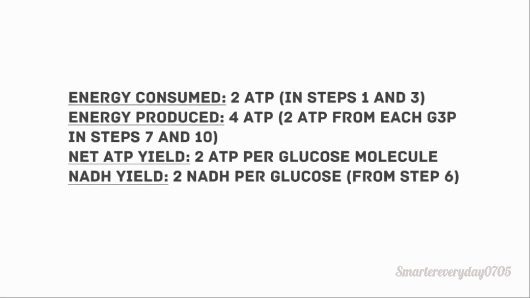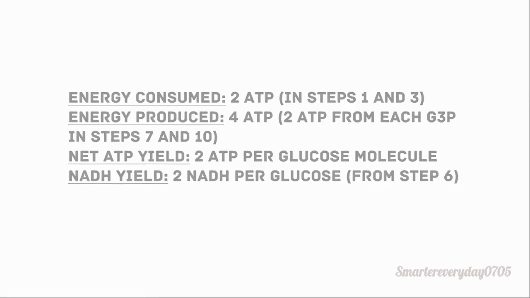In this pathway, 2 ATP are consumed in steps 1 and 3. 4 ATP are produced, that is 2 ATP from each G3P, in steps 7 and 10. The net ATP yield is 2 ATP per glucose molecule and NADH yield is 2 NADH per glucose from step 6.